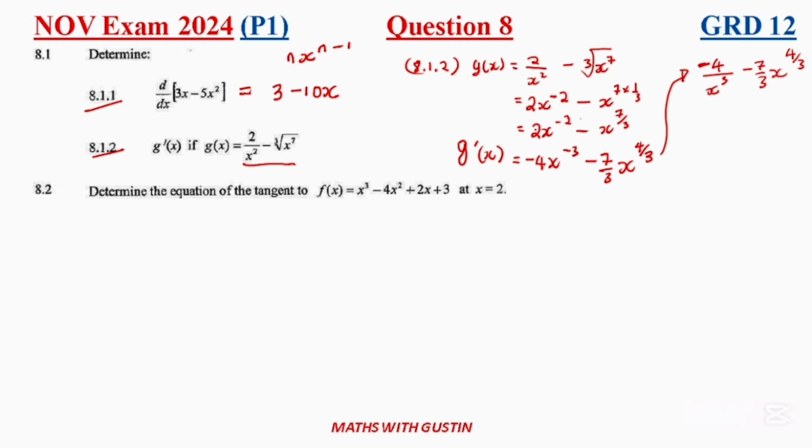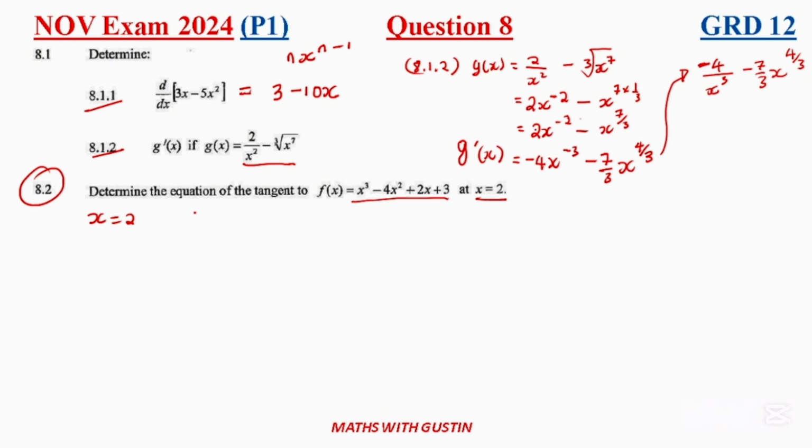Okay, so now let's have a look at 8.2. 8.2 says determine the equation of a tangent to this function at x is equal to 2. All right, so what are they saying? They are looking for a tangent. A tangent is a straight line that cuts the curve only at one point. So now what you can do here, you can say, okay, let's go and find out what the y value is when x is equal to 2.